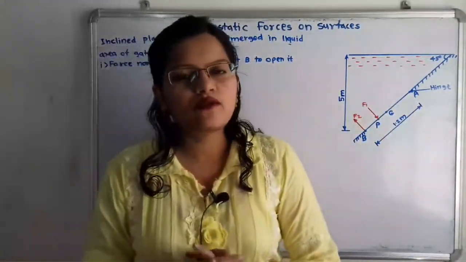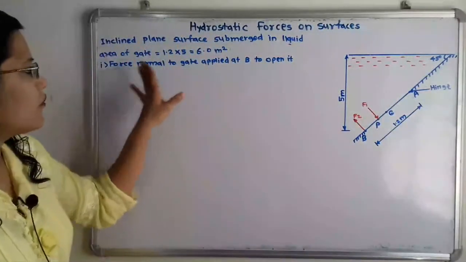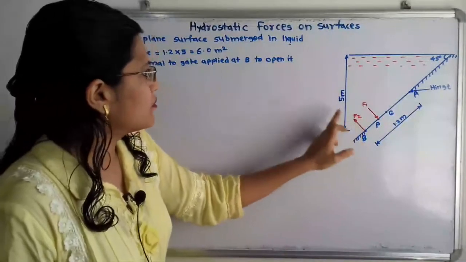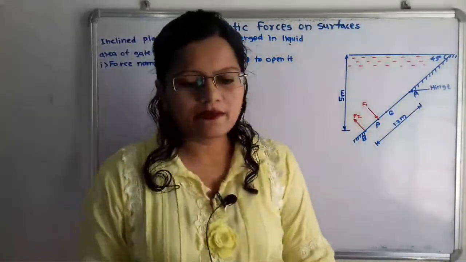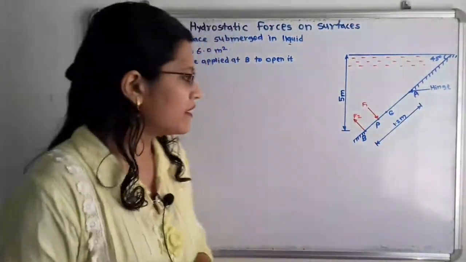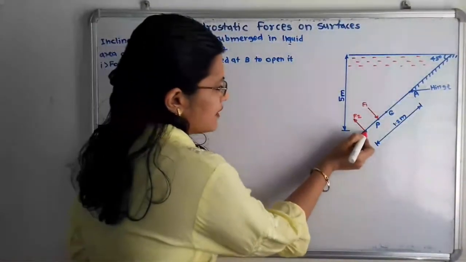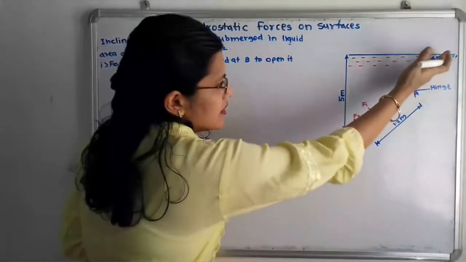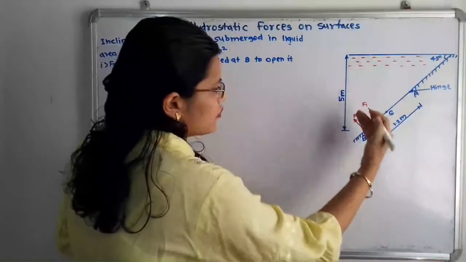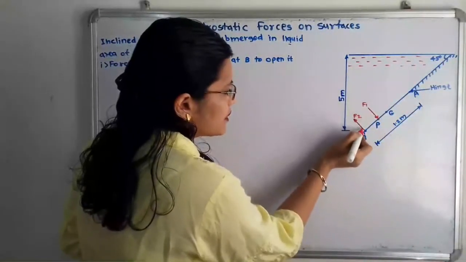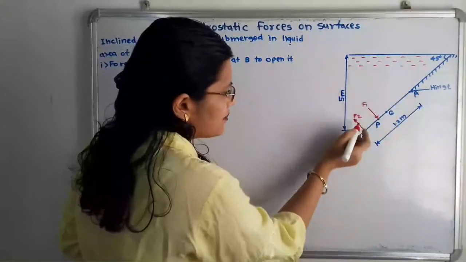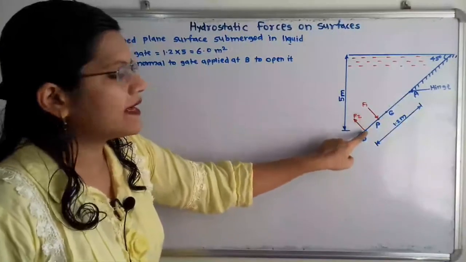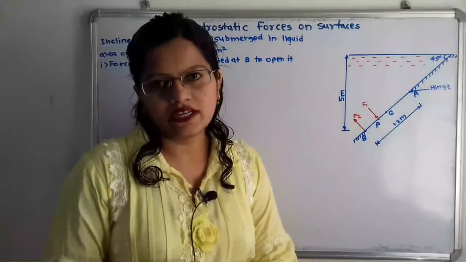And what we have to find out? We have to find the force normal to the gate applied at B to open it. That means we will show here the force F2 that is applied normal to the gate. So here is the inclined gate AB. We have to draw a perpendicular line to AB, and this is the force F2 that should be applied at point B to open the gate.